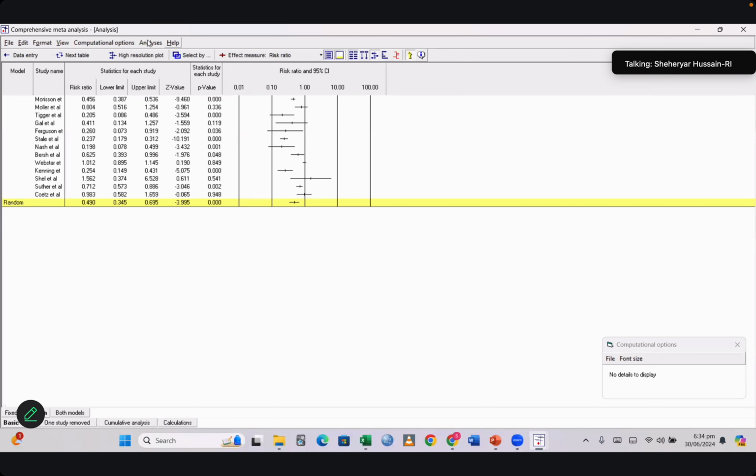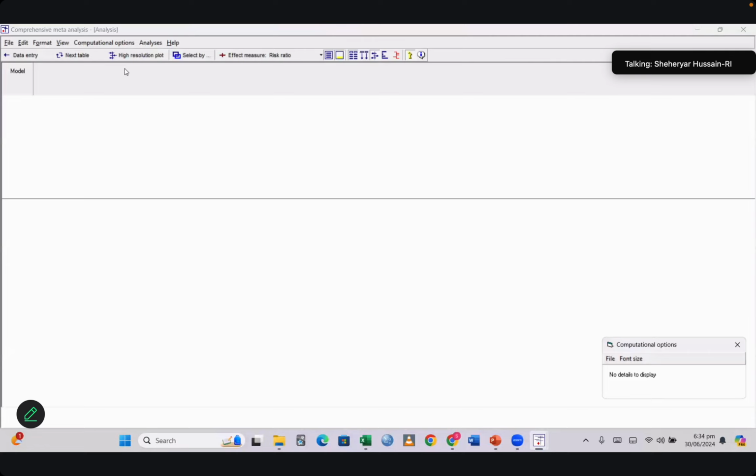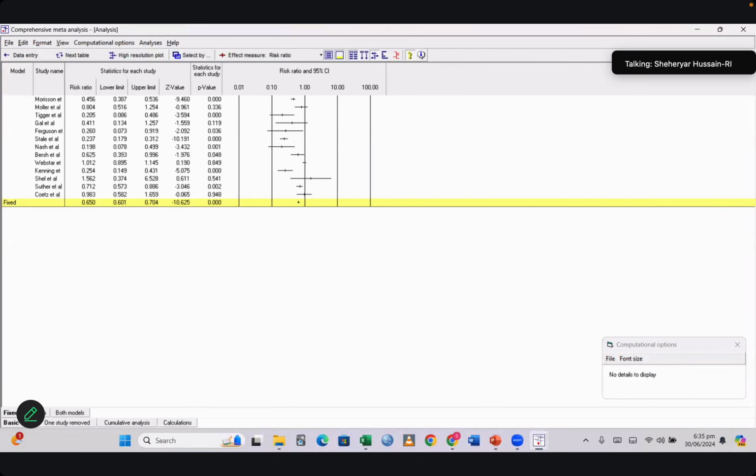So we were here. Let me go back to data entry. We pasted the data here, and then we went to analysis, run analysis. We got the main analysis here, the forest plot. Change it to the random. Now again I will go to analysis.